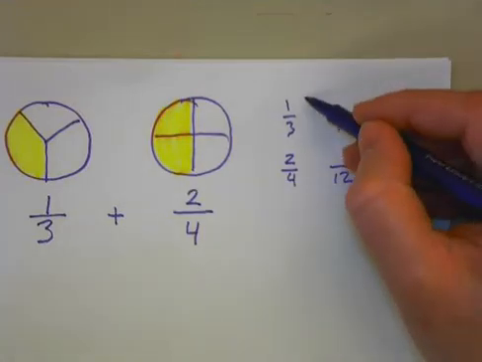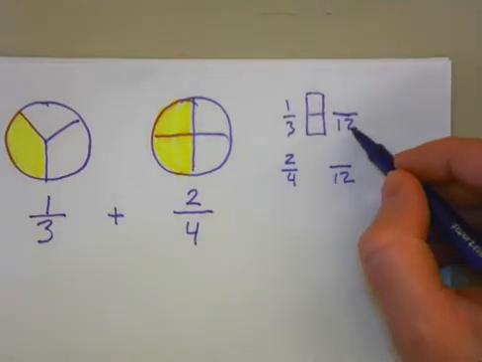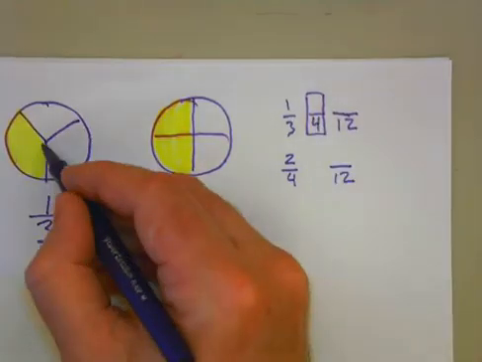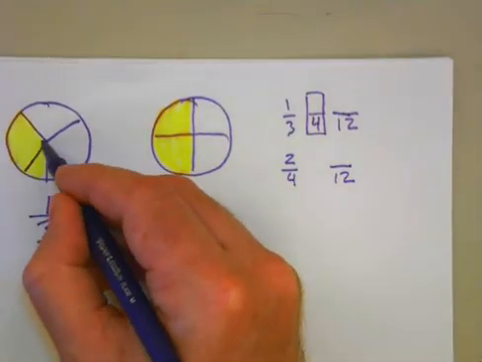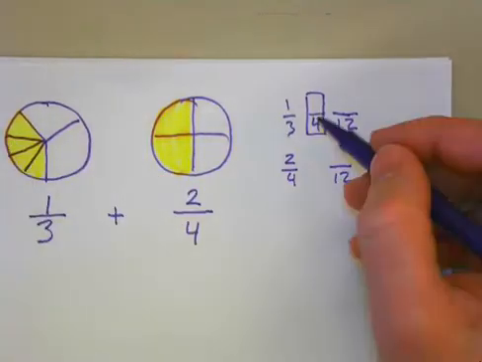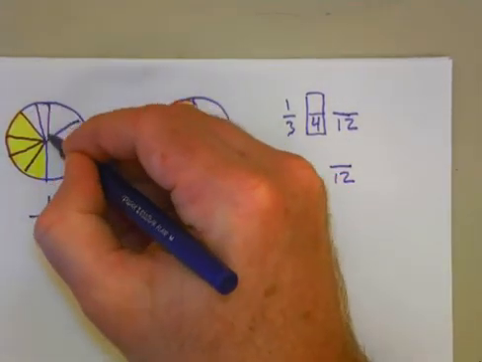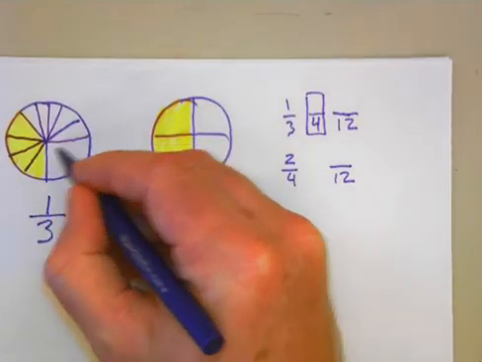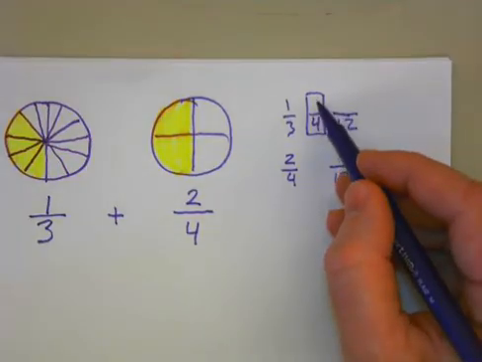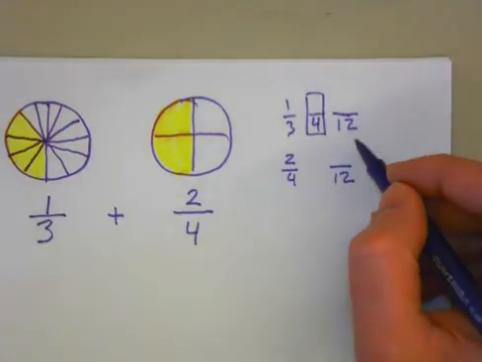To do that, we're going to use our giant 1 strategy. 3 times what number gives you 12? The answer is 4. And that means every one of these pieces is going to be split into 4 pieces. 1, 2, 3, 4. And if we change the bottom number by changing the total number of pieces, 1, 2, 3, 4, 1, 2, 3, 4, we also have to change the top number, because we no longer just have 1 piece that's shaded. We have to change it by the same number.